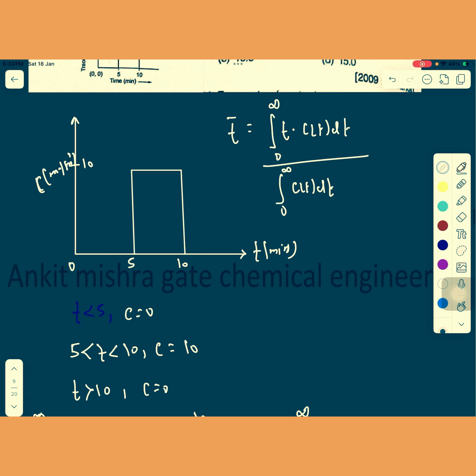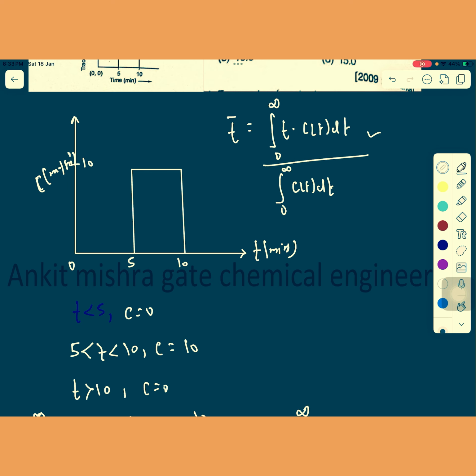So the numerator you have already calculated. What is the denominator? The denominator is the area under the C(t) versus t curve. You have to calculate this area here. It's a very, very important thing that you should know. So what is the area here? This is a rectangle, so the area is 5 multiplied with 10, that is equal to 50.